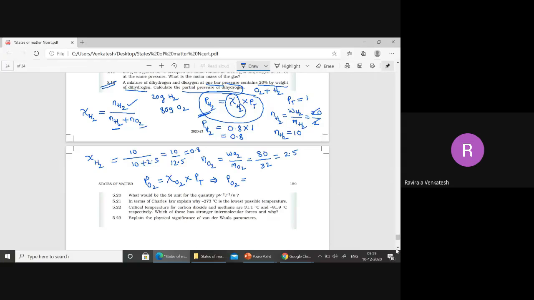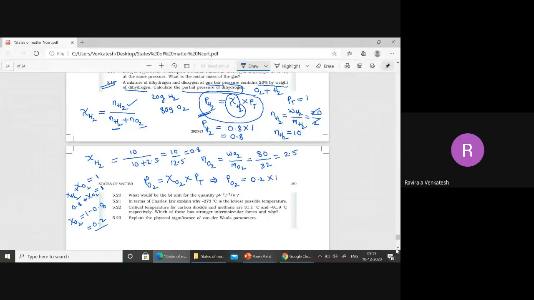Mole fraction of hydrogen plus mole fraction of oxygen is equal to what? 1. Already we got mole fraction of hydrogen is 0.8. So mole fraction of oxygen is 1 minus 0.8, that is equal to 0.2. So mole fraction of oxygen is equal to 0.2.